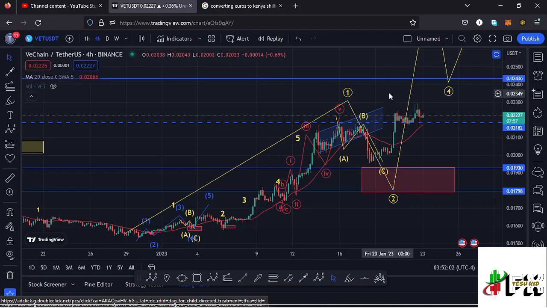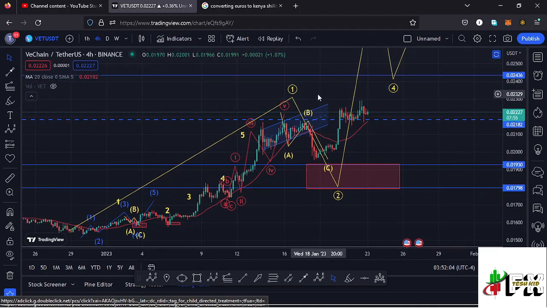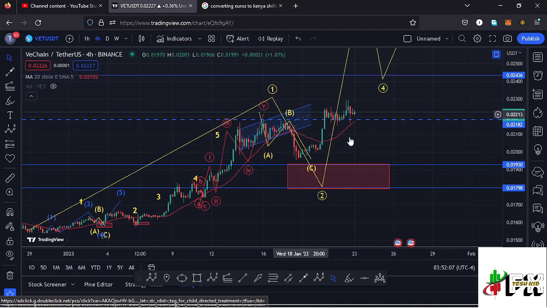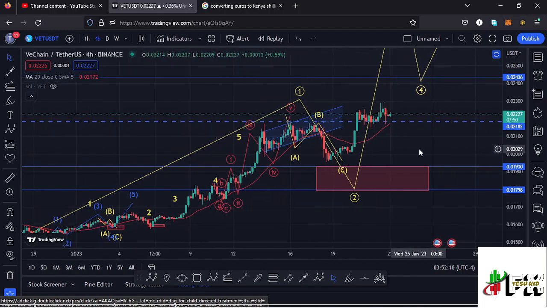And after seeing the formation of a first wave, what we expect next is a corrective structure in the formation of a second wave. And in the formation of that wave 2, we also expected to see an ABC corrective structure, which we are seeing over here.